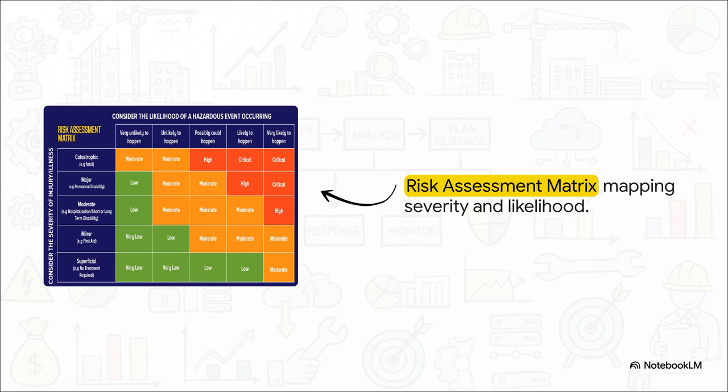On the vertical axis, we're gauging the consequence, ranging from superficial all the way up to catastrophic. Across the horizontal axis, we plot the likelihood, from very unlikely to very likely. By cross-referencing these two factors, your hazard lands in a green, yellow, orange, or red zone, and boom, that instantly reveals your true risk level.